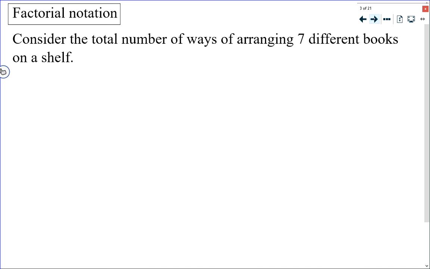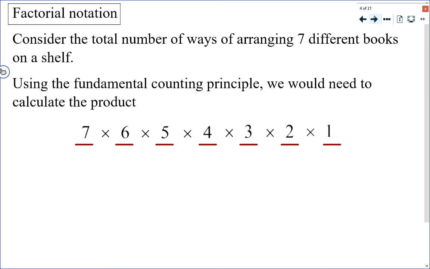If I gave you the task of arranging 7 books on a shelf, and you use the fundamental counting principle to find out how many different ways that can be done, what your reasoning would sound like would be, I need to choose one of 7 different books to put in the first position, so I need to multiply 7 by the number of different books I can decide to choose from for the second position. Well, you've already chosen one book for the first position, which means you're down to 6 for the second.